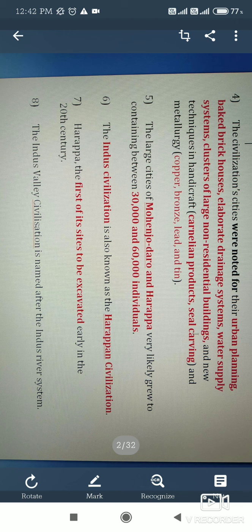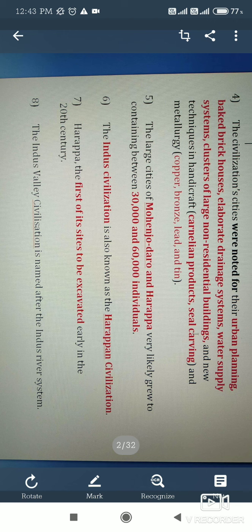Number 7: Harappa was the first of its sites to be excavated, early in the 20th century. So when we talk about the Indus Valley civilization, Harappa was the first site excavated, early in the 20th century. Number 8: the Indus Valley civilization is named after the Indus River system. The people were residing along the river bank because of the fertile soil and water facility. That's why this civilization is known as the Indus Valley civilization.